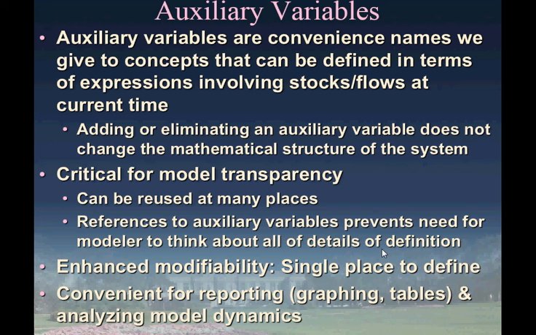Okay, so we're going to be talking about stocks and flows, but there is an additional type of variable called an auxiliary variable. And these are just convenience names for formulas that involve stocks and flows. But they're critical for model transparency. We'll be building them up. There'll be things like the total population size, or the fractional prevalence, the fraction of the population that is ill, for example, or something to do with the force of infection. These are quantities that we can define in terms of stocks and flows or other auxiliary variables, which are in turn defined ultimately in stocks and flows, and we give them nice names. But fundamentally, what it's all about is stocks and flows.